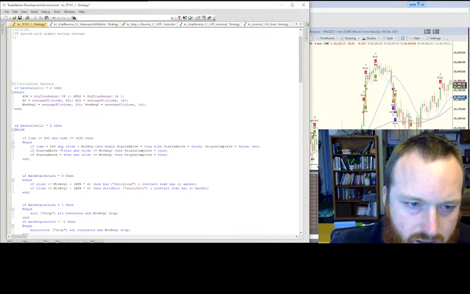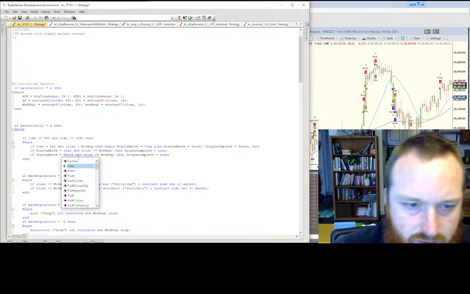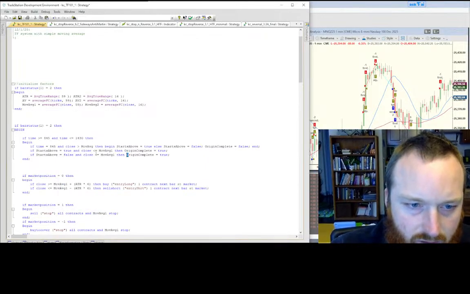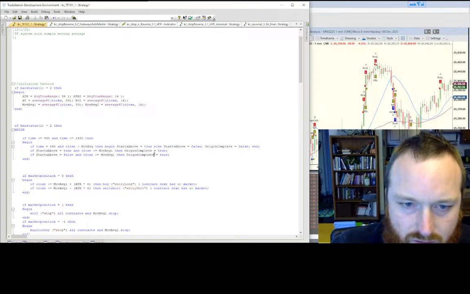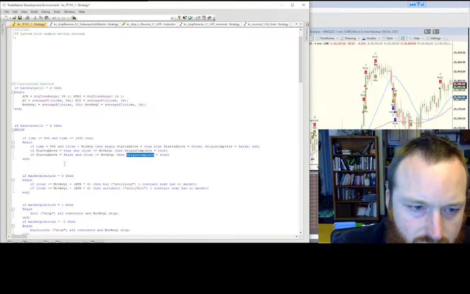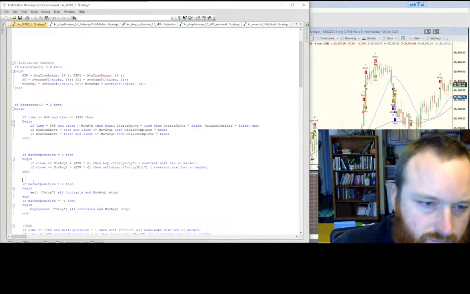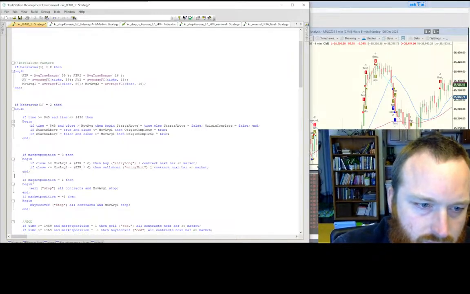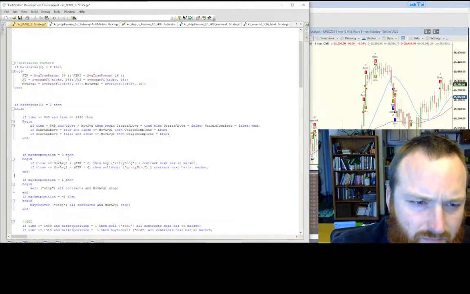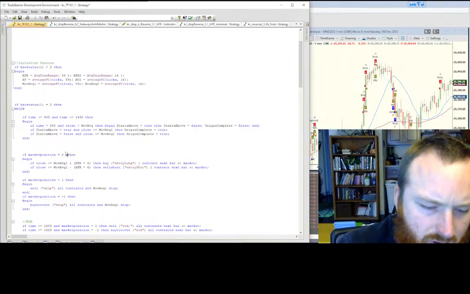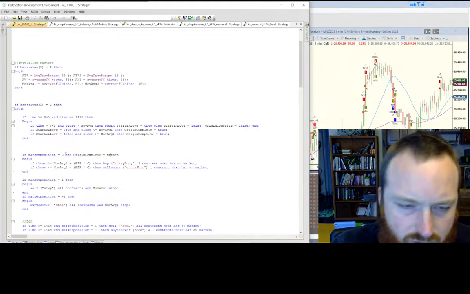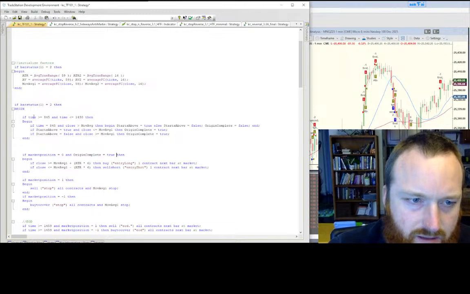On the contrary, if starts above is equal to false, which is below the moving average, and the close is greater than or equal to moving average, then origin complete is true. If origin complete is true, then you can take signals.